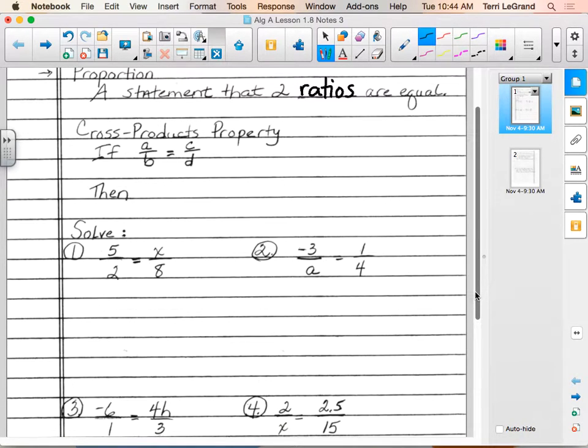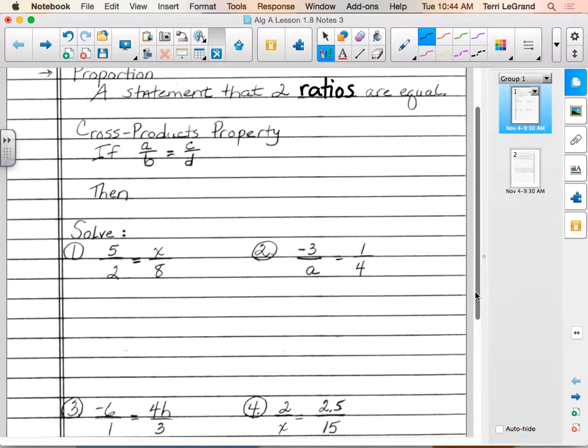cross products property. So when have you solved proportions before? Do you think you've done this back in 7th grade or 8th grade? Does this sound familiar? Cross products and proportions. So anybody think they know, if we have A over B equal to C over D, what the cross products property would allow us to do? Cody? Does it mean you can cross multiply and cross divide?